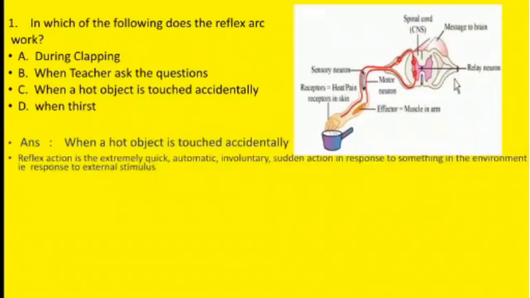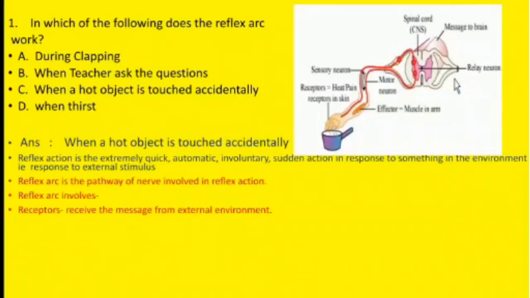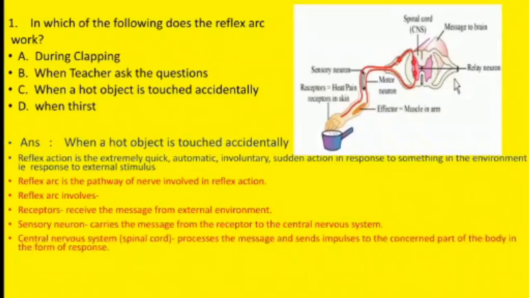So reflex action is the extremely quick, automatic, involuntary, sudden action in response to something in the environment, that is, response to external stimulus. Reflex arc is the pathway of nerve involved in reflex action. So the reflex arc involves the receptors which receive the messages from the external environment. So it's the skin over here. So sensory neuron carries the messages from the receptor to the central nervous system. So in central nervous system, the spinal cord actually processes the messages and sends impulses to the concerned part of the body in the form of response.